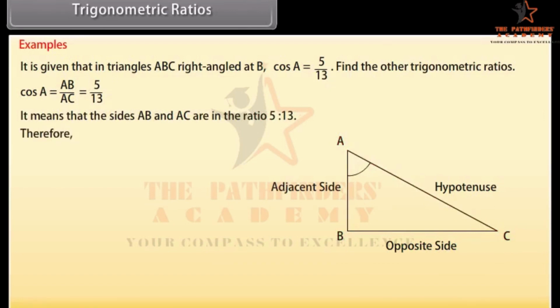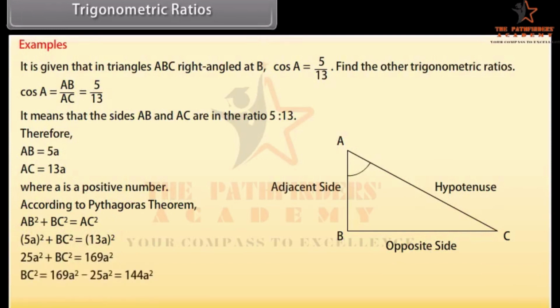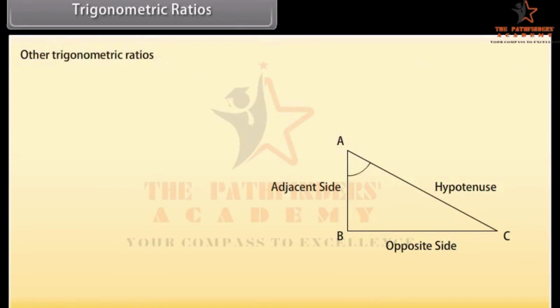Therefore, we can say that AB is equal to 5a and AC is equal to 13a, where a is a positive number. According to Pythagoras' theorem, AB square plus BC square is equal to AC square. By substituting the values, we get 5a square plus BC square is equal to 13a square. Now, by calculating it, we get BC as square root of 144a square, which is 12a. Let us now find the values of the other trigonometric ratios.